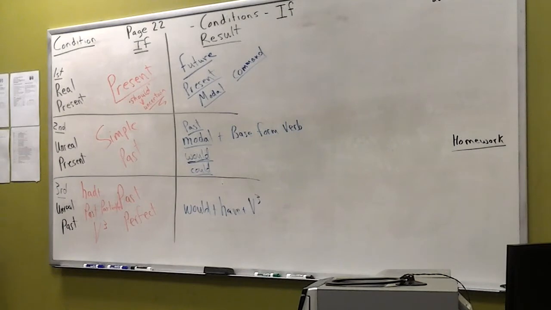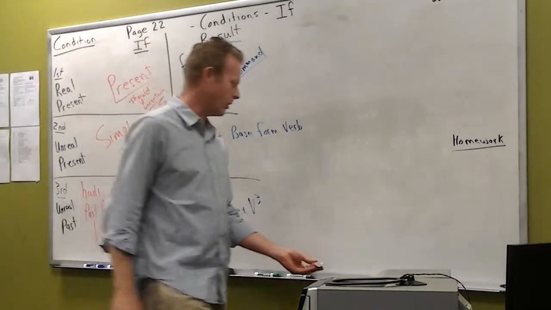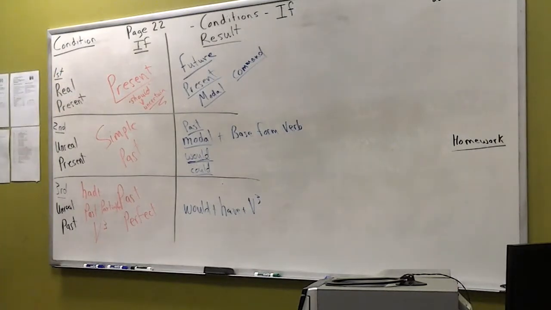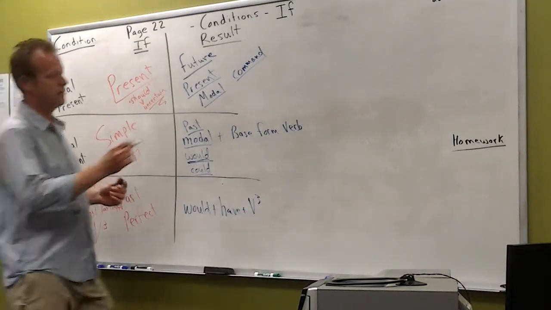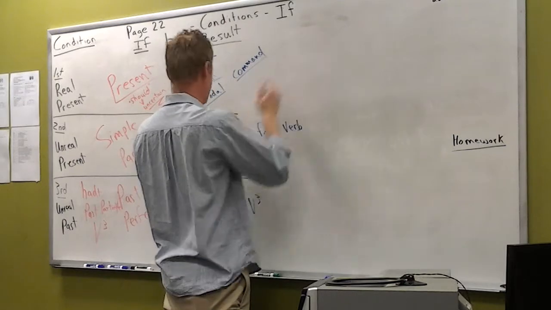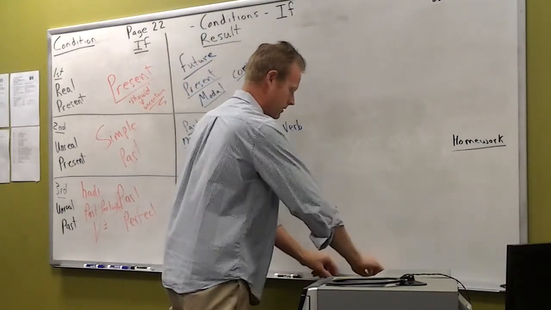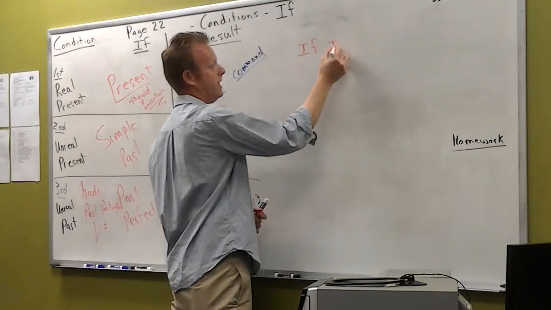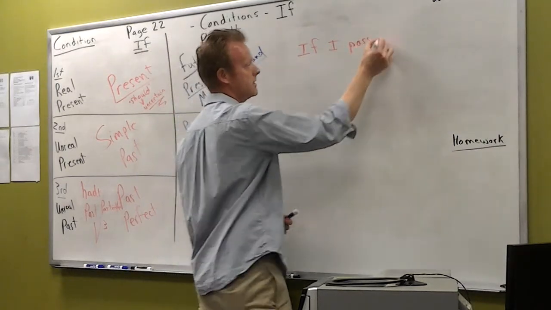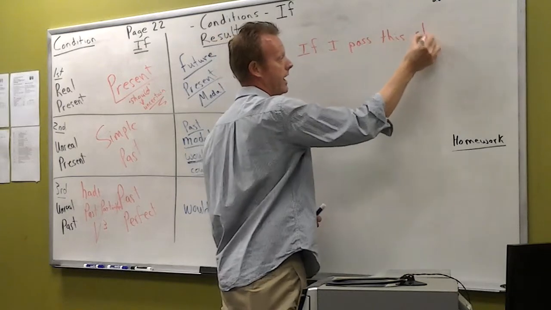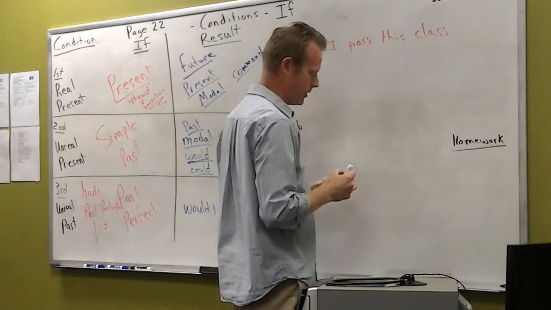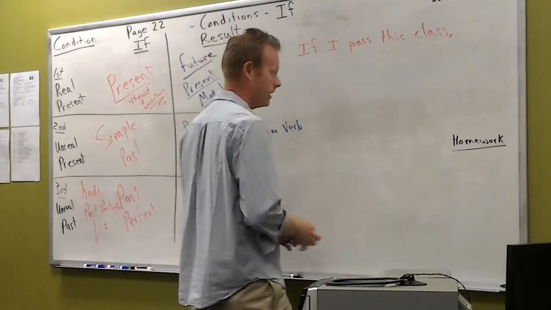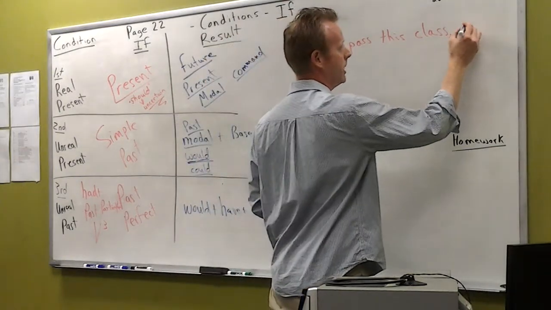Let's get one example of each up on the board, just for the fun of it. Can somebody give me a nice first class condition? If I pass this class, I will make a small party. Good. If I pass this class, comma or no comma? Comma. If we start with if, we have to use a comma. Right. I will make a small party.